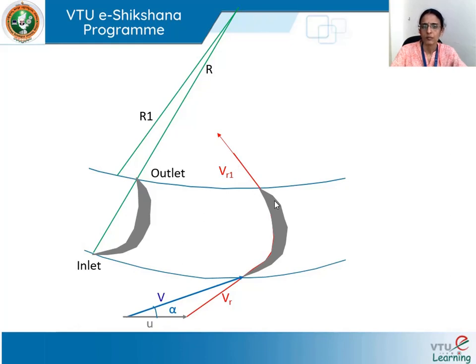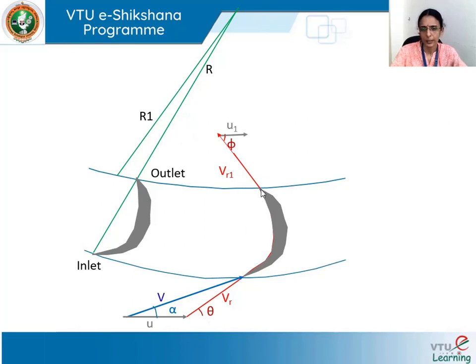the outlet velocity, the relative velocity with which the water is coming out of the vane, will be different from Vr, and in this case that is represented as Vr1, and we assume that water leaves the vane tangentially. Accordingly, we can mark the direction of Vr and Vr1 as theta and phi, where theta is the inlet vane angle, phi is the vane angle at the outlet.